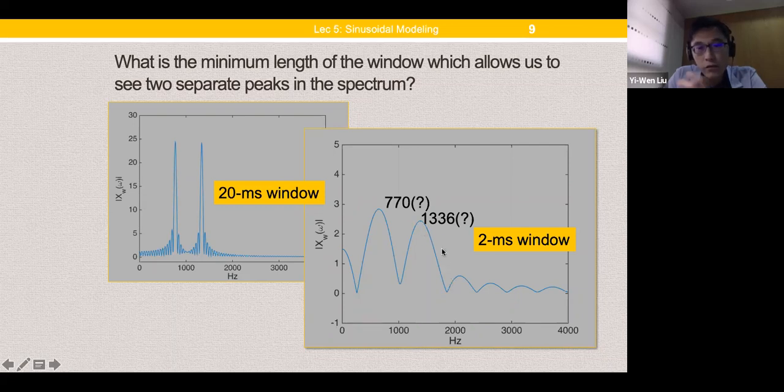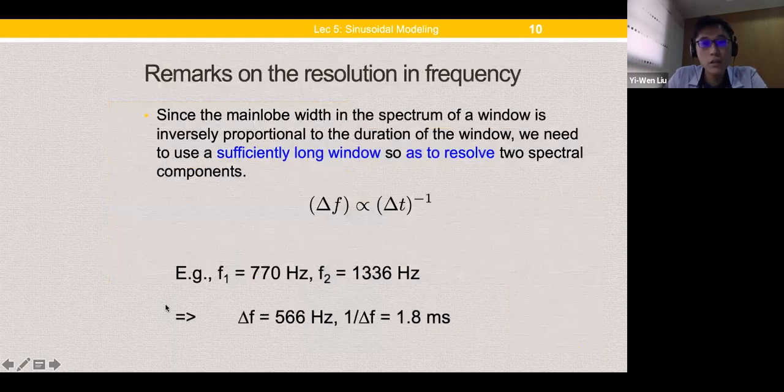So there is a kind of uncertainty in here. And also again we are seeing the side lobes. So then the question is, what is the preferred length? How long do we need the window to be in order to separate 770 from 1300? And the answer, as I just mentioned briefly, since the main lobe width in the spectrum of the window is inversely proportional to the duration of that window, we need to use a sufficiently long window so as to resolve two spectral components.